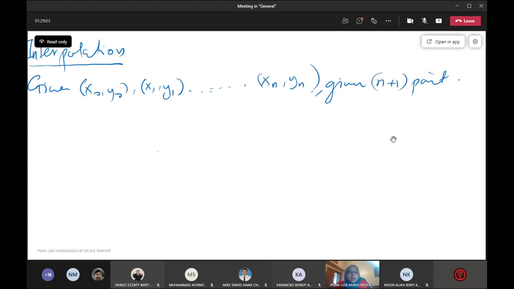Okay, and then you plot this point. Let's say you just plot it maybe like this. Okay, and then if we join this, maybe you would have something like this. So this method is called interpolation.